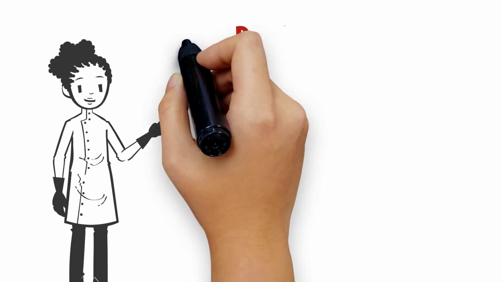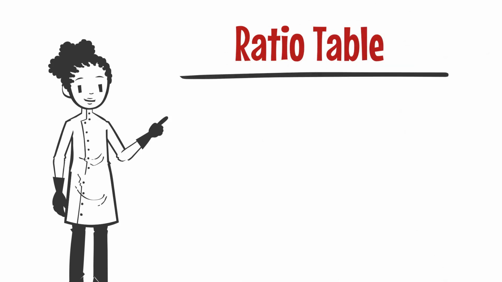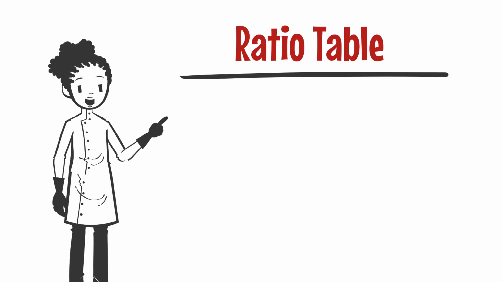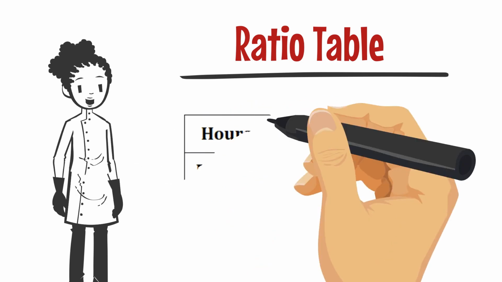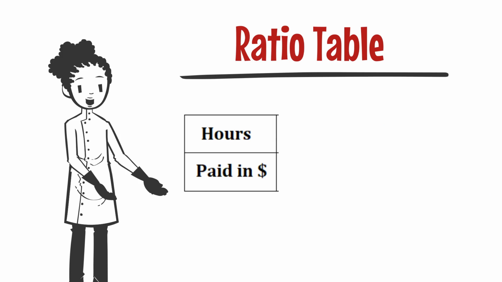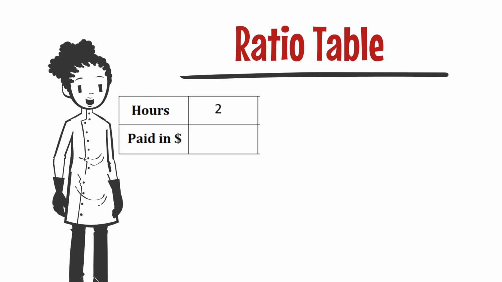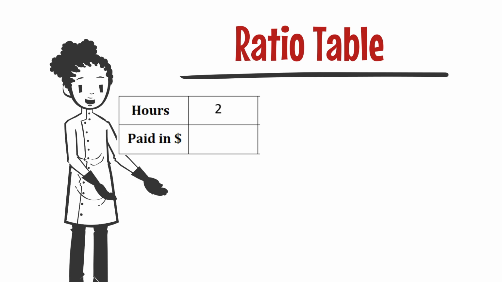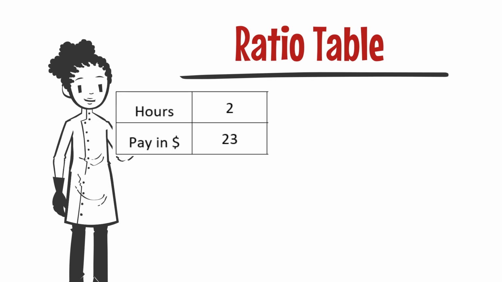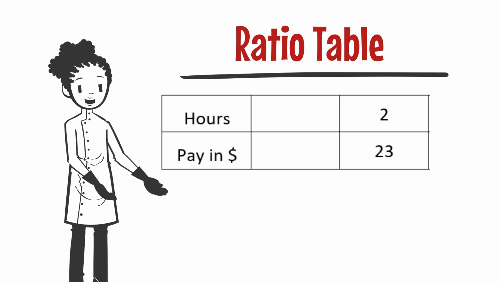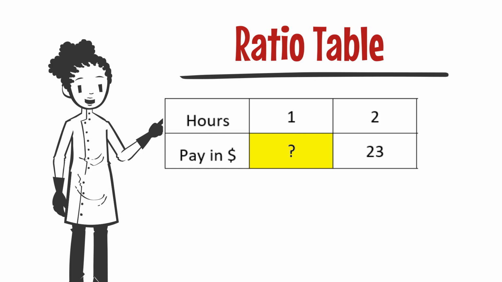Well, we can answer these questions by creating a ratio table which represents the proportional relationship between the number of hours that Alan worked and compare that to the amount that he got paid in dollars. For the first 2 hours that Alan worked, he got paid $23. So let's expand the table a little bit. How could I figure out how much Alan would get paid per hour?